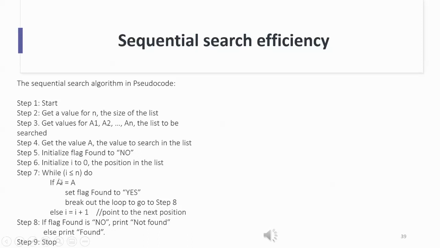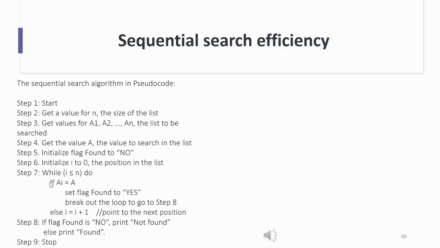And then in a while loop, we will compare the current position I with the total number of the list n. If we have not compared all values yet, we will do the while loop. And inside the while loop, we will see if the value is found. Compare the value in the list with the targeted value A. If found, we set found to yes, and go to step 8, go out of the loop.